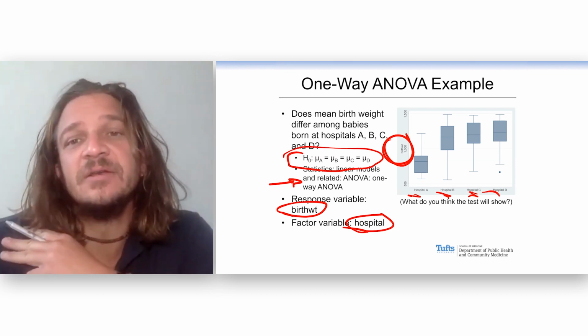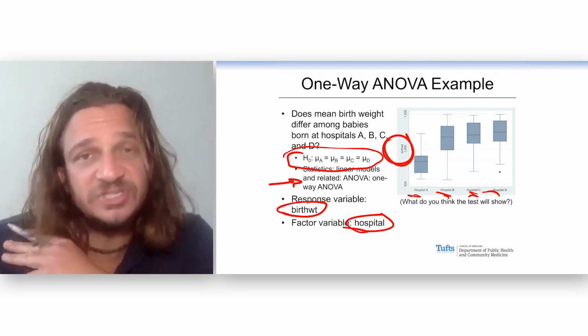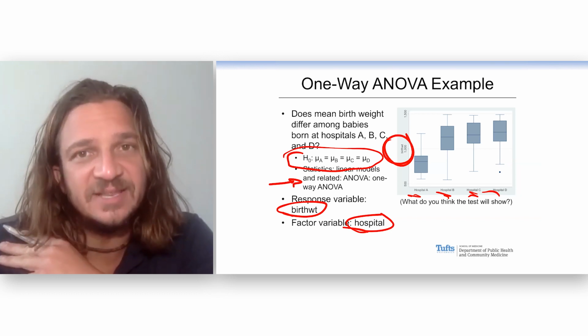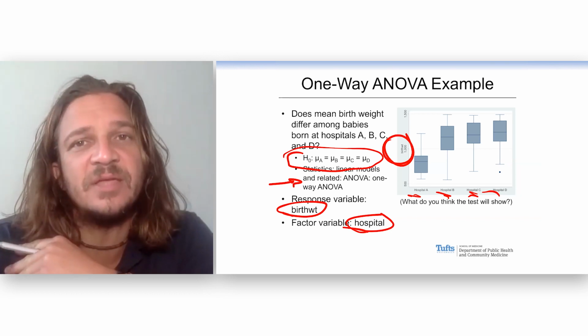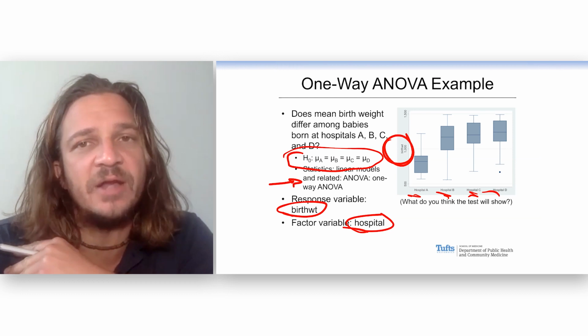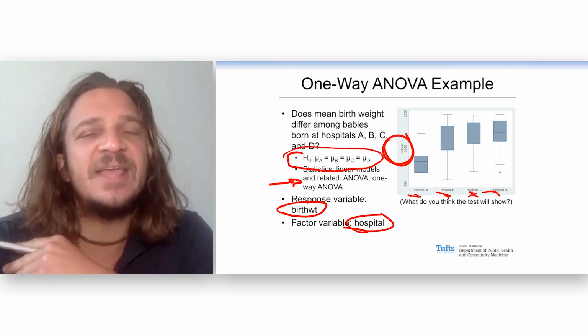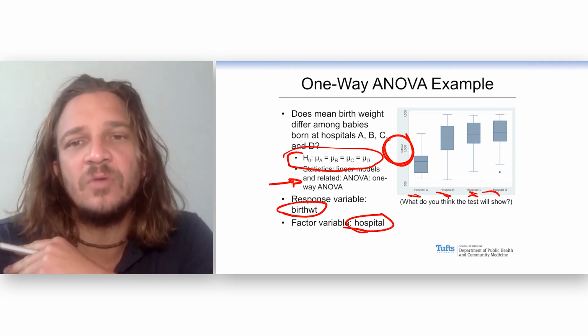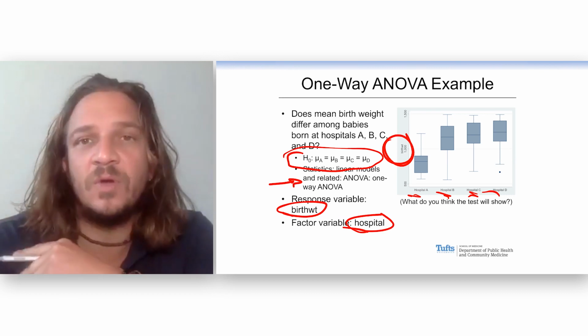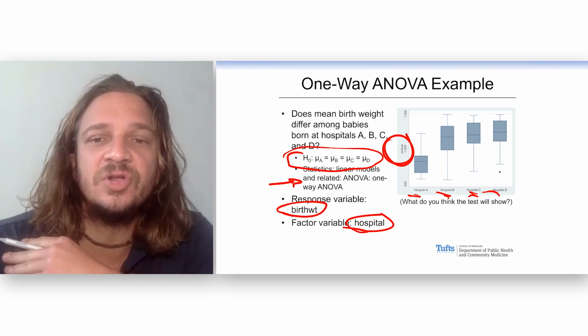Now think for a second. The first thing we always do is look at the data. Look at the data. What do you think this is going to be? Do you think this is statistically significant or not? Take a guess. Write down what you think the p-value will be. If you had to describe right now what these data look like, what would you say?